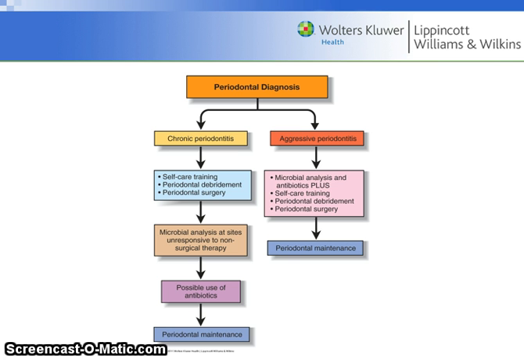This diagram shows that when a patient is diagnosed with periodontitis, the cascade of activity that follows a diagnosis of chronic periodontitis versus aggressive periodontitis.